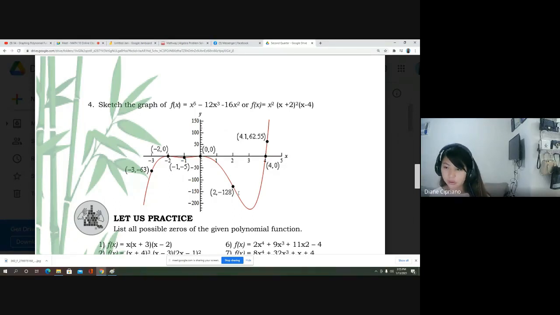Yung 4, 0 nakuha natin. Yung -1, -5 nakuha natin. Yung -3, -63 nakuha rin natin. Yung -2 and 0 nakuha natin. Ang hindi lang accurate na nakuha natin dito is yung wala dyan yung 1, -27 and yung 4, 1, 2, 5, 5. But, sige, try natin tong i-graph na yun yung nakuha natin.